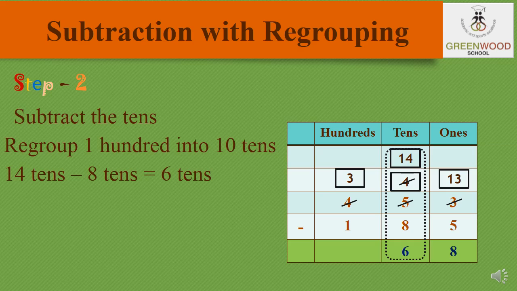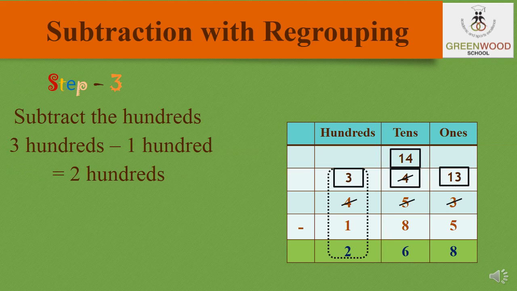So we'll do the reverse counting. We'll start counting after 8 until 14. That is 9, 10, 11, 12, 13, 14. How many fingers did you get? Count them. 1, 2, 3, 4, 5, 6. So 14 minus 8 is 6. Now as we borrowed one number from hundreds, we need to again cut that number. So we'll cut the number 4 and we'll just write one smaller number, that is 3. So here we have completed our step 2.